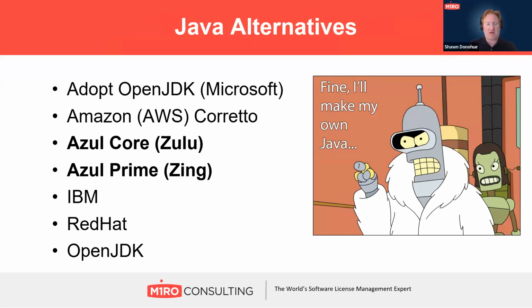We're going to make our own Java. Now, two of these stand out from the list, and that is Azul Core and Azul Prime. We've actually helped some of our clients move to Azul, and they've saved 90% on their costs. So there's 89% of their costs on what it would have cost them for Java for the same thing. Zulu and Zing are the older names. Core and Prime are their new names, in case you had heard of them before.